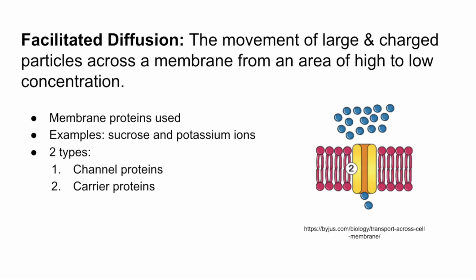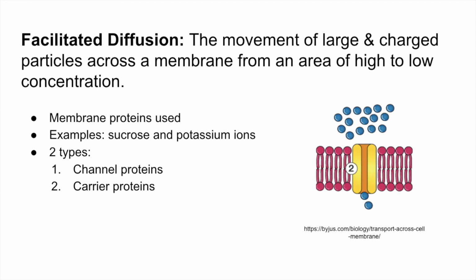Now, if the particles are too large or are charged, facilitated diffusion is used. Facilitated diffusion uses a membrane protein to transport the particles from an area of high to low concentration. So, with the aid of membrane proteins, ions and larger molecules can pass through. The two types of proteins that mediate facilitated diffusion are channel and carrier proteins. Examples of molecules that use passive transport are sucrose and potassium ions.